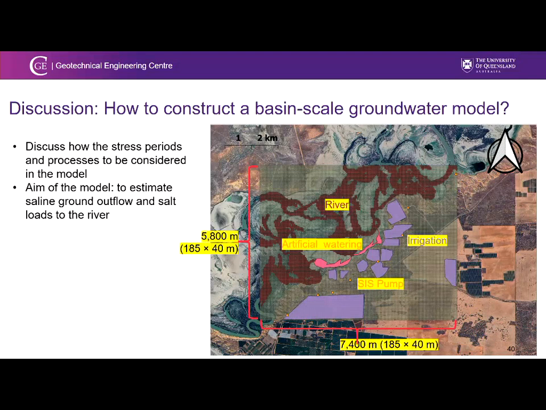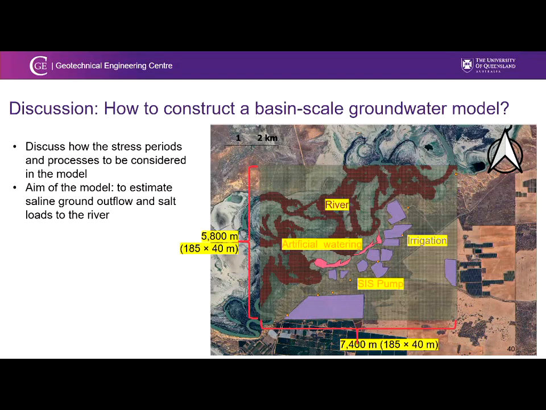That's it. So what are the stresses? What would be a stress that you could apply to a model? So I think you basically look at the history of what happens, right? So farming, pumping, watering. A stress would be how much water is being discharged out of the aquifer.